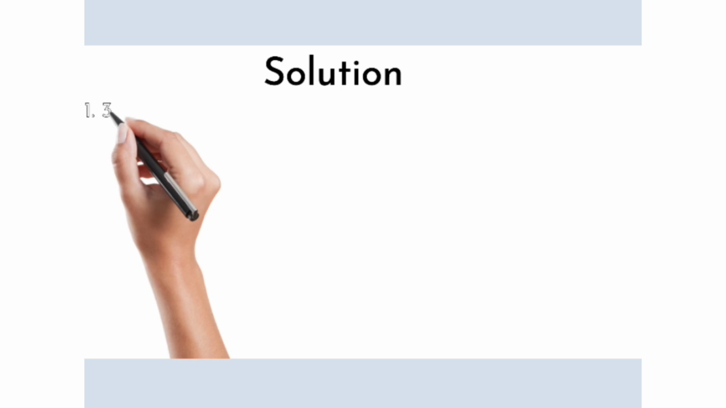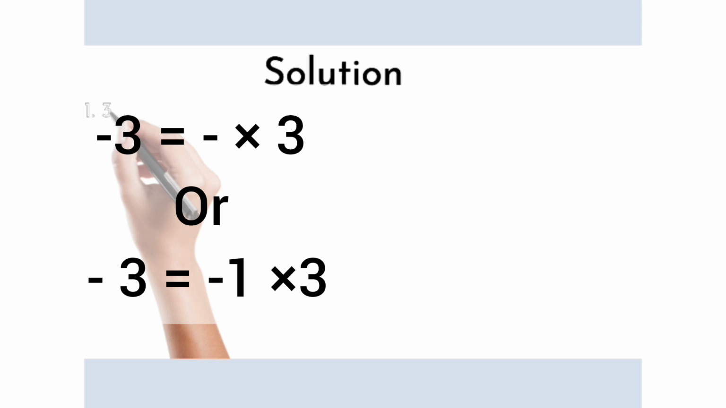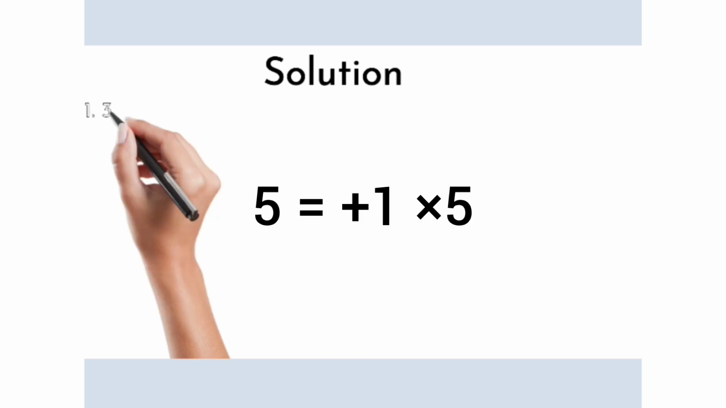Yes, the solution to this example. If you have a minus 3 answer, that simply means minus times 3, or you can say minus 1 times 3. If you have a positive 5, it's the same thing as saying plus 1 times 5. So that is why I said the multiplication operation is superimposed over the addition and subtraction. So let's go to the solution.